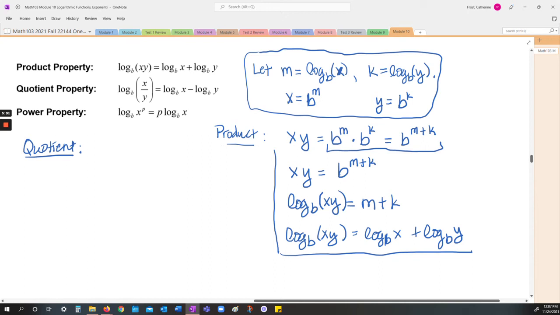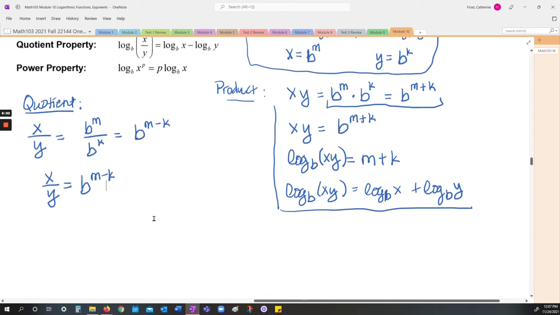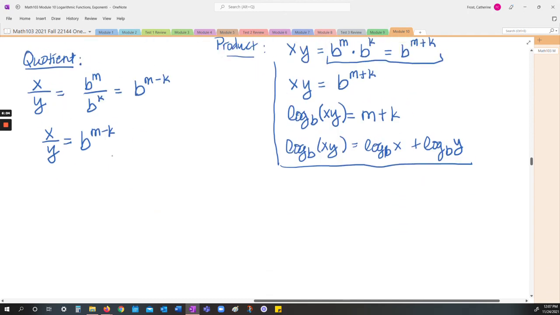But now instead of starting with x times y, let's look at what we have if we do x over y. So x is b to the m, y is b to the k, and we know from working with exponents that we can simplify this by subtracting: b to the m minus k. And so if we cut out the middleman, x over y is b to the m minus k. And then again, rearrange using the definition of a logarithm, so we can write this in log form.